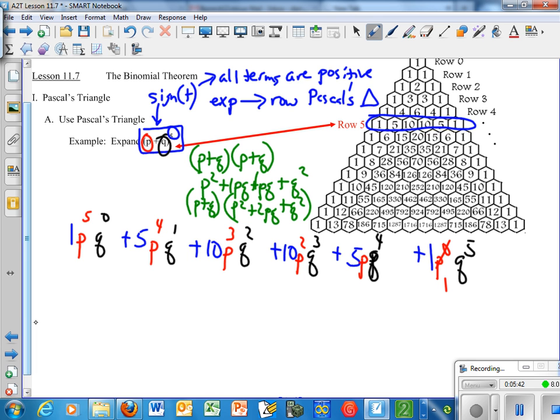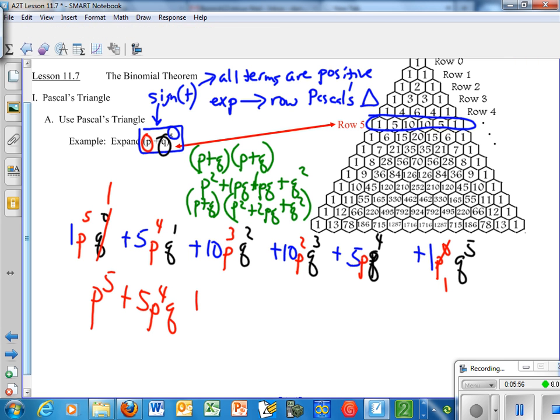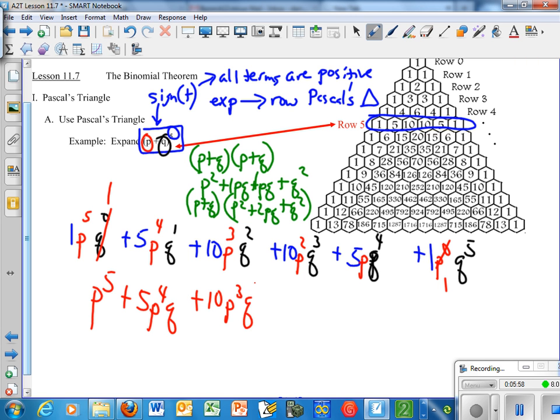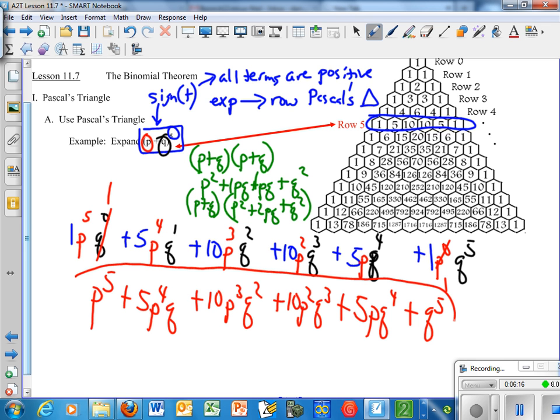So if I take this, now this is 1. So really I have 1 times p to the 5th times 1. So my first term is p to the 5th. And then I have plus 5 p to the 4th q to the 1st, or just q, plus 10 p cubed q squared, plus 10 p squared q to the 3rd, plus 5p q to the 4th, plus q to the 5th, or 1q to the 5th. There is your expanded answer of taking the binomial p plus q and raising it to the 5th power.